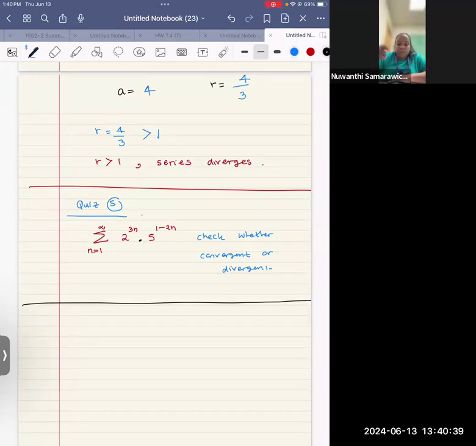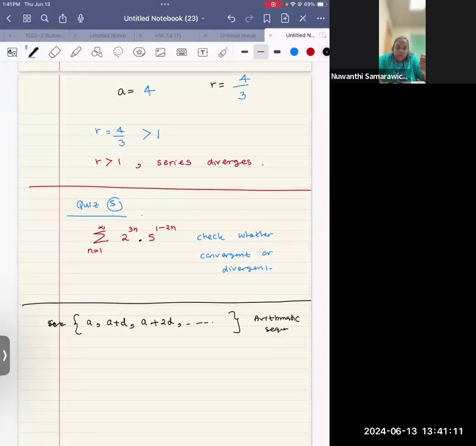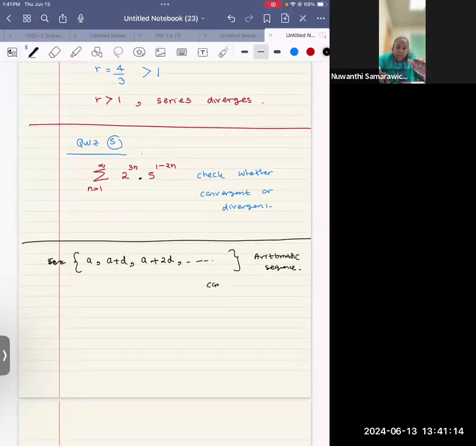So next type is, today we learned arithmetic series. Arithmetic series is if you have a series something like this. If the first term is A, the second term is A plus D, then the third term is A plus 2D. So this sequence is an arithmetic sequence. The common difference, you will see, is D.